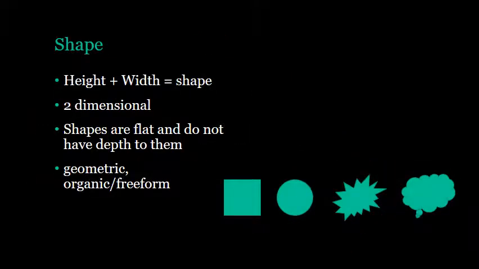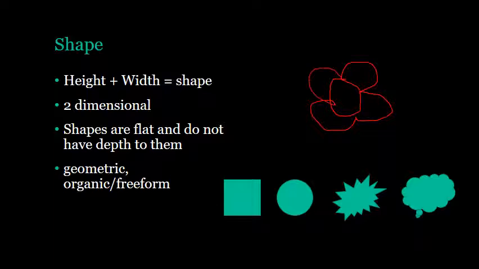Our next element of design is shape. Shapes have height and width, but they don't have any depth. So they're two-dimensional. A shape is flat. They can be geometric, so coming from kind of math designs, or they can be more organic and freeform. So if I made a flower shape, that would be more free form. But if I'm looking at a square or a circle, that's more of our geometric shape. They don't have any depth to them. They're flat. We don't use them as often in interior design. We're more likely to use the next element of design.